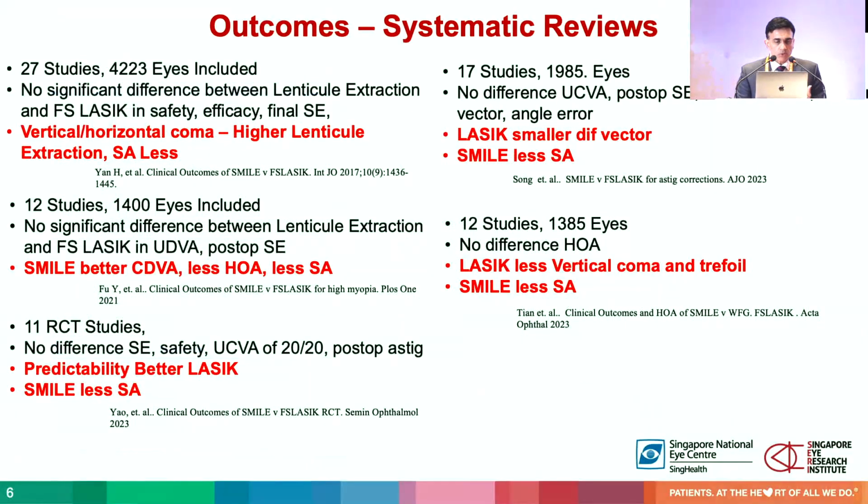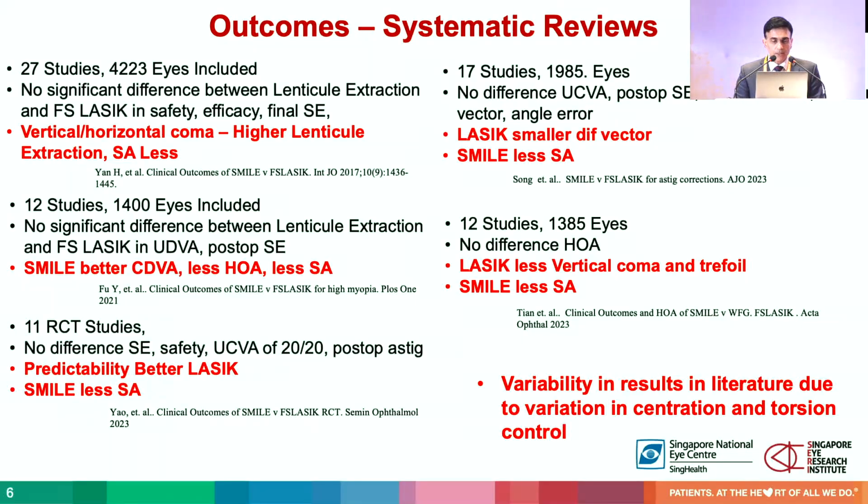If we look at more recent outcomes, systematic reviews are a very good way of doing this, as some of the previous speakers have mentioned. There's overwhelming evidence that you do seem to get less spherical aberration with lenticule procedures, but higher vertical and horizontal coma itself.